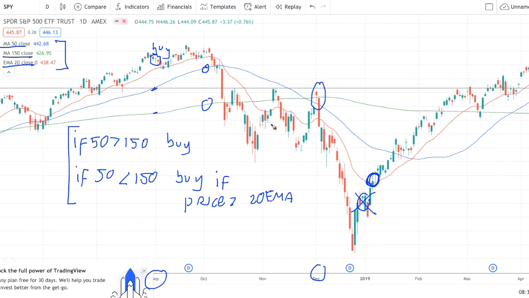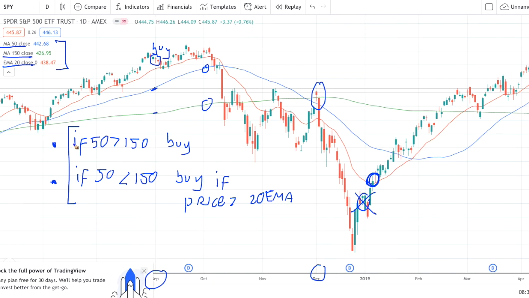So in this case with the ETF, this strategy is implemented like that, okay? Remember, you use these three indicators: 50 moving average, 150 moving average, and 20 exponential moving average, and all of them are available in all the trading software. And what you have to do is only apply these two rules, that's all.